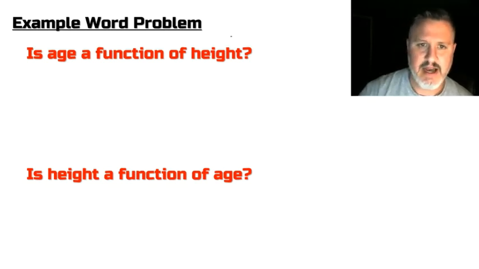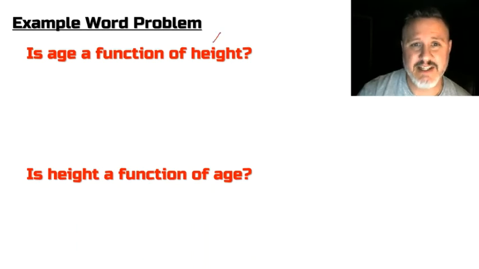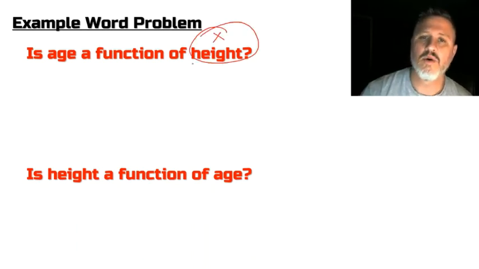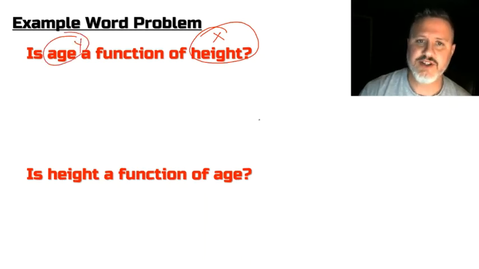All right, I like to think about it like this. What comes first? It's kind of like the chicken or the egg. In this case, it's the egg. We always take whatever comes last, and we call that the x value, or the domain. And whatever comes first is the y value, or the range.